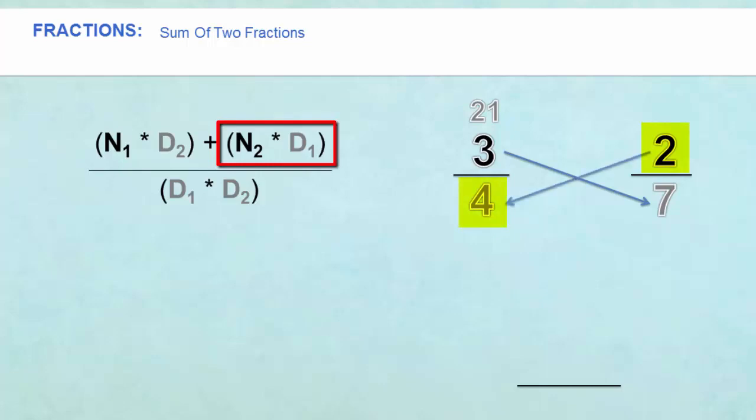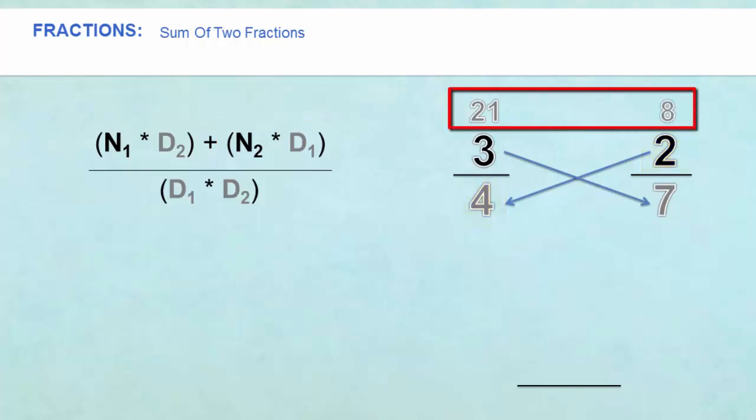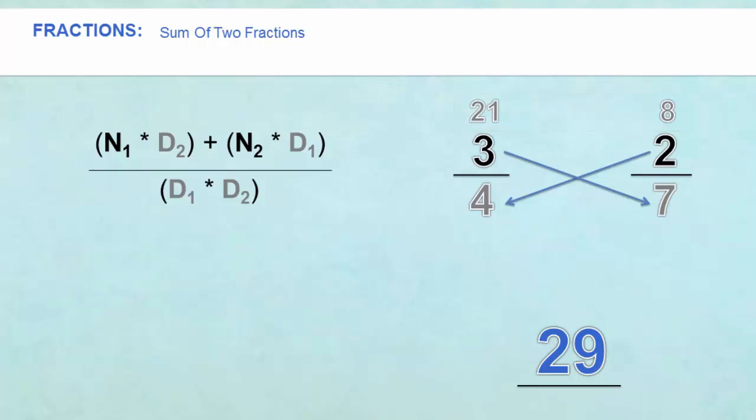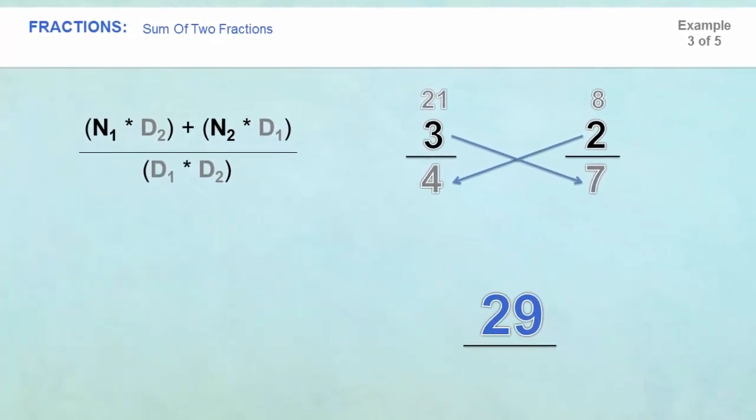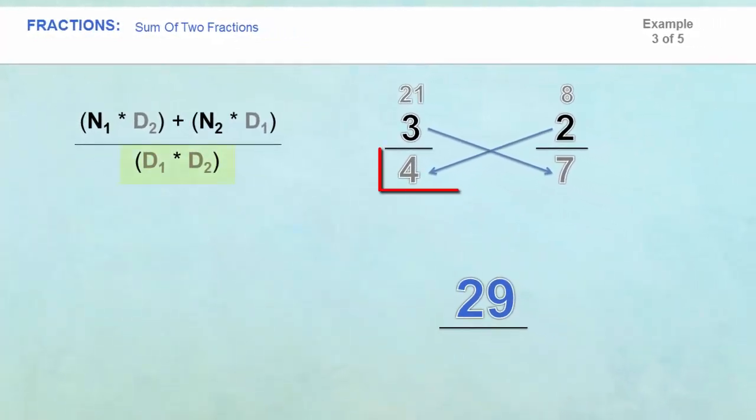the first denominator of the first fraction. 2 times 4 is equal to 8. Add the two results. 21 plus 8 is equal to 29. For the denominator of the final answer, just multiply 4 times 7, which is equal to 28.